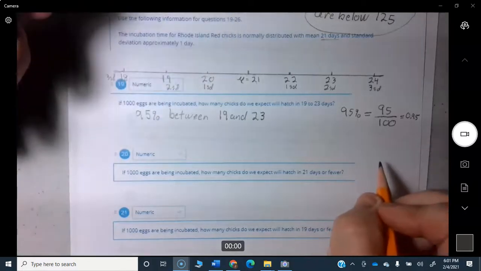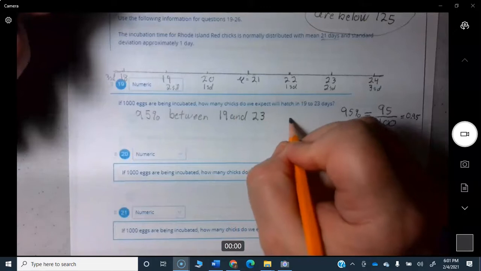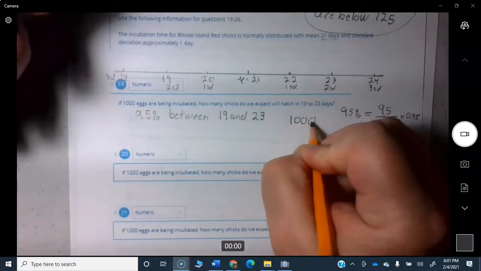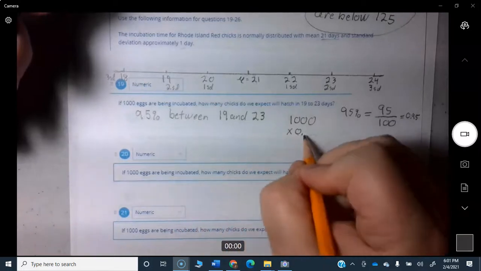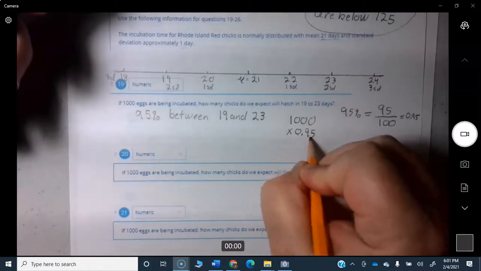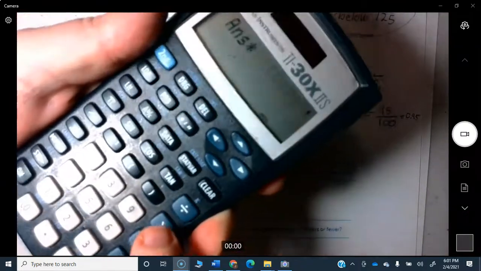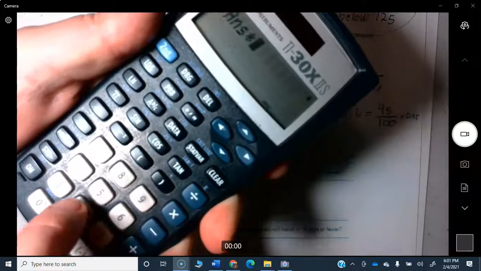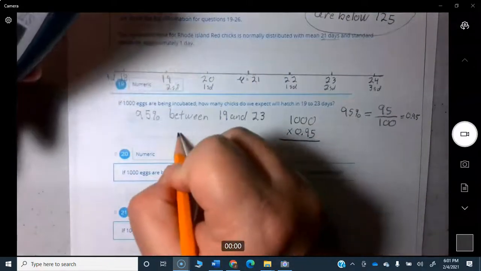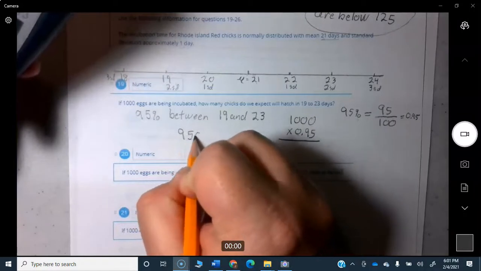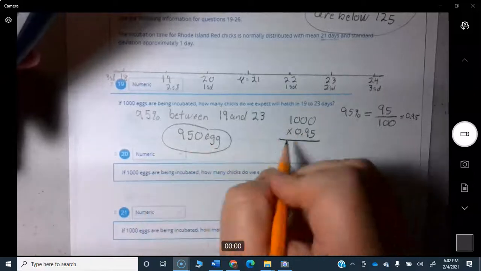Okay, 0.95. So now we can multiply 1,000 eggs times 0.95. And traditionally you put a 0 in front of the decimal point if there's no other number there. So I have 0.95 already in my calculator, so I'm going to multiply that times 1,000, and that gives us 950. So that's your answer, 950 eggs. So it's pretty much the same as the earlier problems, except you add that last step.